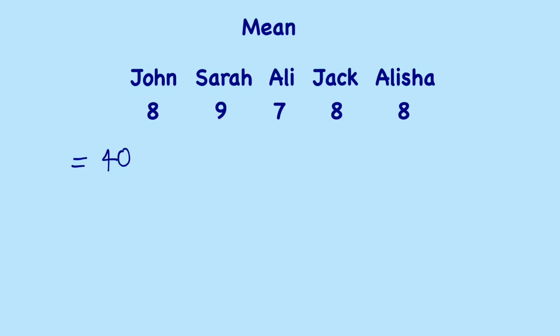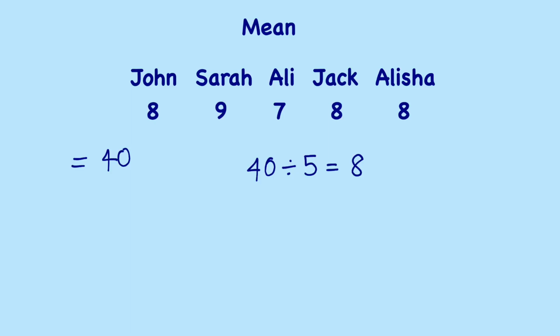Now, what about if we shared out the counters equally? Well, there's 40 counters altogether, and there are 1, 2, 3, 4, 5 children. So if we wanted to share them out equally, we'd say 40 divided by 5. And 40 divided by 5 is 8. So that means that each child would get 8 counters. And this is the mean average.